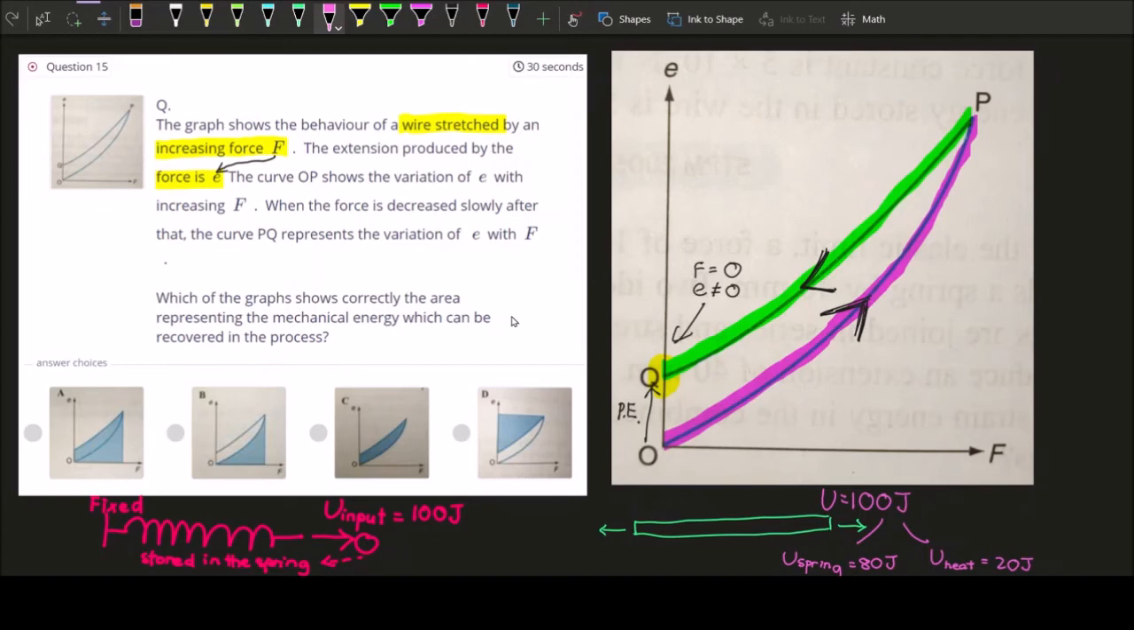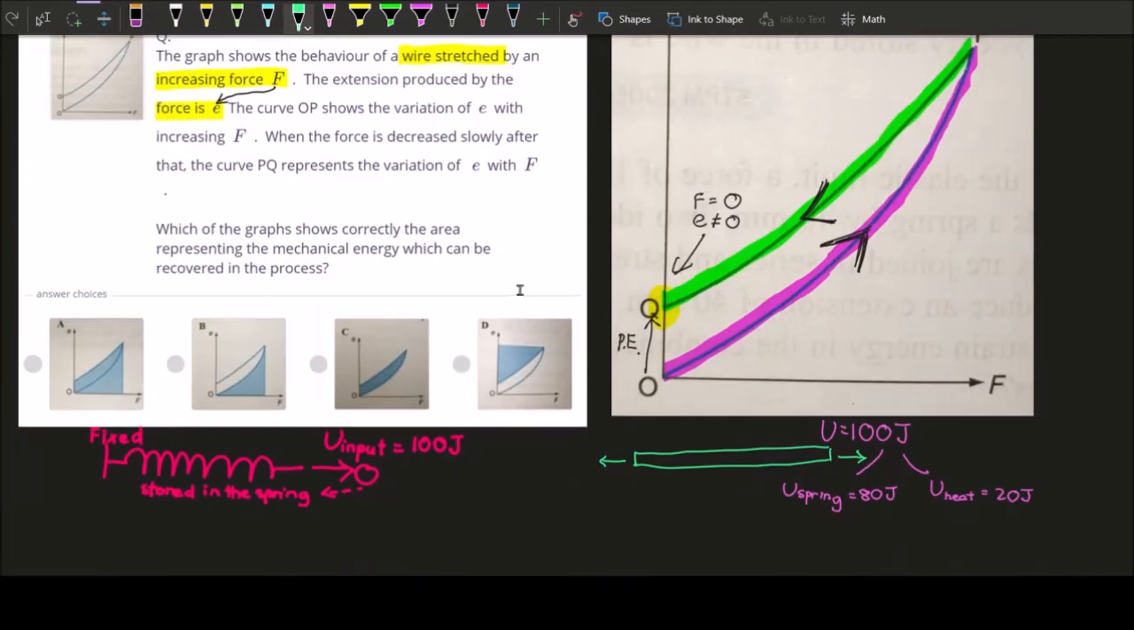Okay, so this amount of energy here, let me scroll a bit, is the amount of energy that you can bring back to do useful work. You can do work using this. Whereas this 20 joules as heat is just lost to the surroundings, not retrievable anymore. So in this case, the amount of energy left that you can use to do work is less than the amount of energy that you input to stretch the wire, because some energy is released to the surroundings.